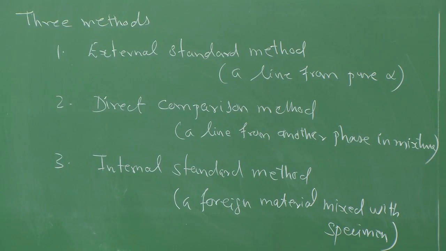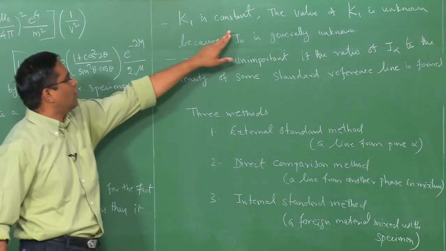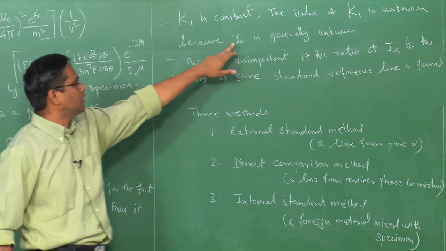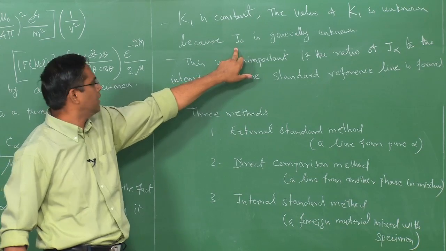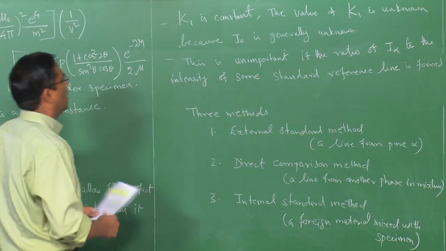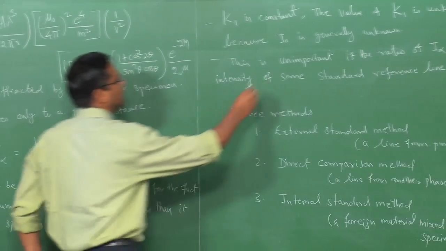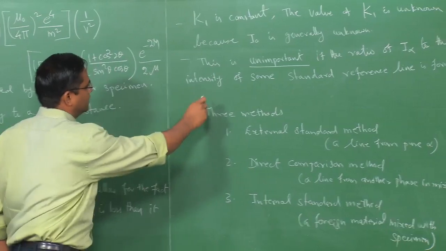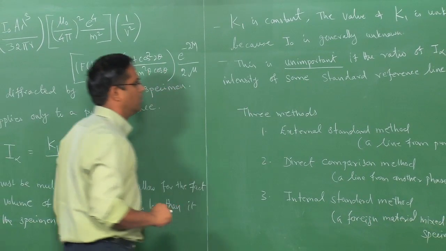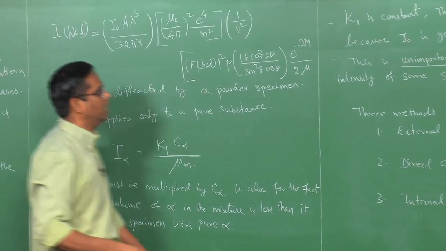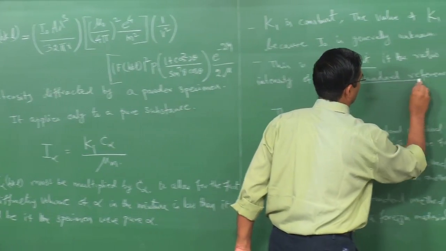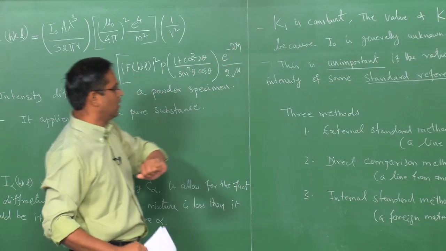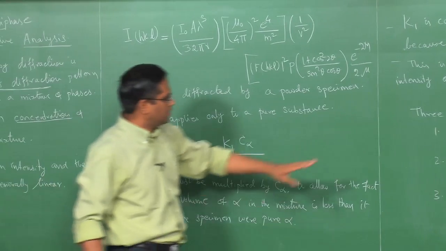So with respect to this expression, K is a constant, but the value of K1 is unknown because I0, that is the incident intensity of X-ray, is generally unknown. But this is unimportant, because if the ratio of I alpha to the intensity of some standard reference line is formed, then these things can be ignored. So there are three methods in general.